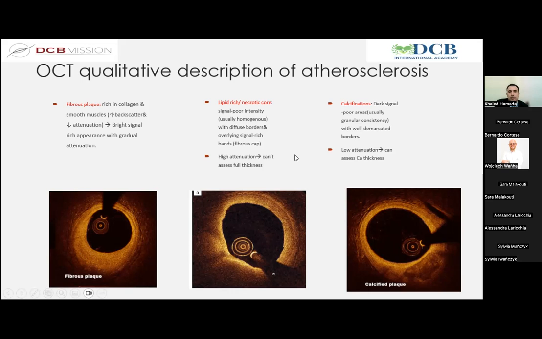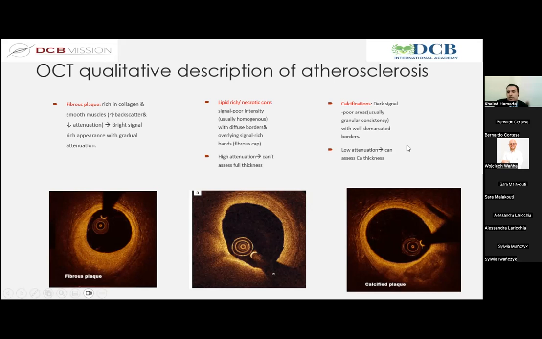Second, the lipid-rich or necrotic core. It has a poor signal intensity, usually homogeneous. Here, we have a lipid plaque from 5 to 12 o'clock. It has a diffuse border, so we cannot see the full extent.